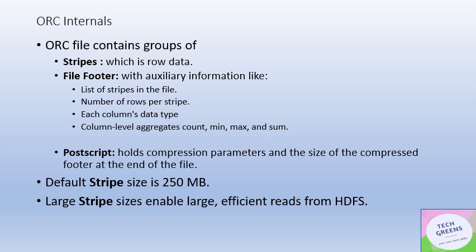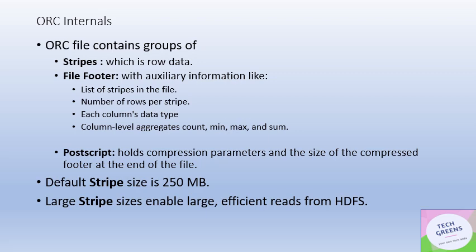Now the second element is the file footer. File footer comes in the end. There could be multiple stripes based on how the row groups are maintained for a single file, but there would always be a single file footer, which primarily contains additional or auxiliary information, like the list of stripes in that particular file. One particular file could have a number of stripes depending on how the row data is collated. It also keeps information about the number of rows per stripe. So primarily guys, the file footer keeps the metadata of the stripes.